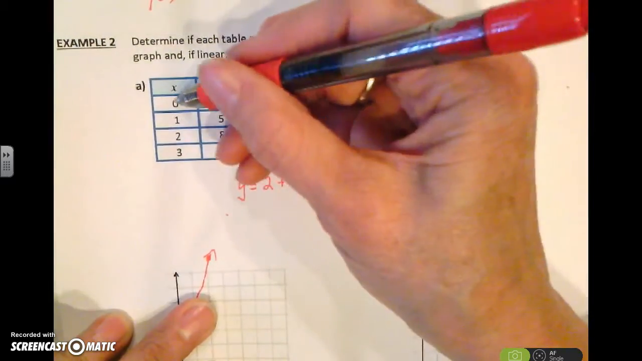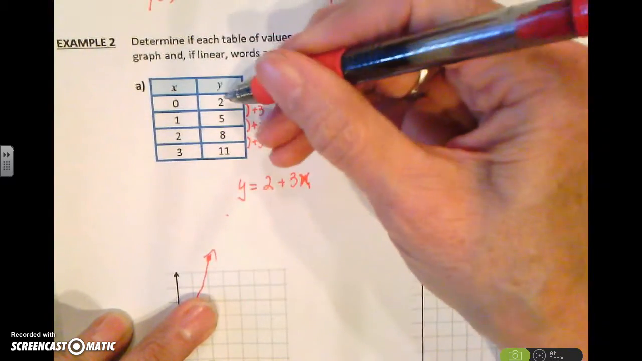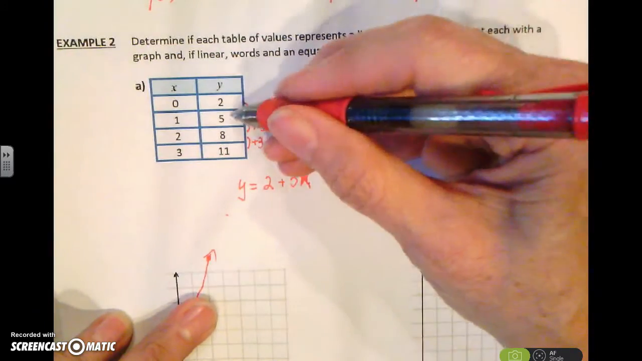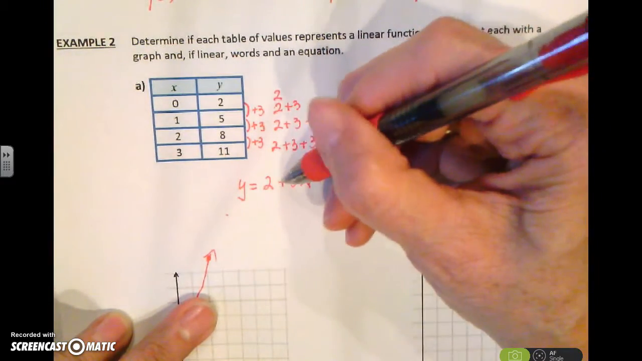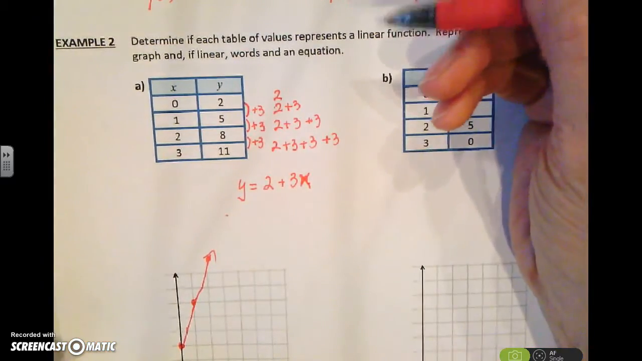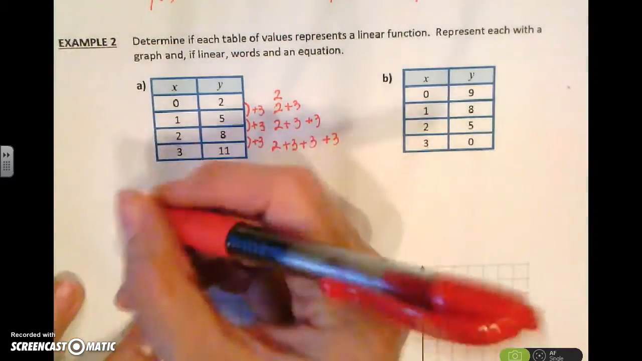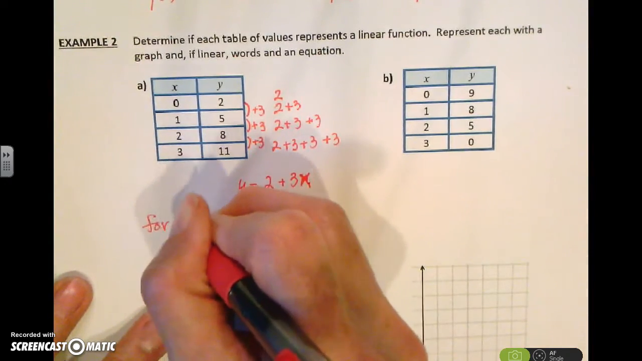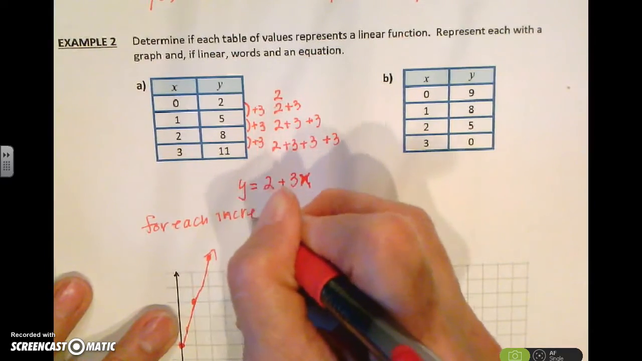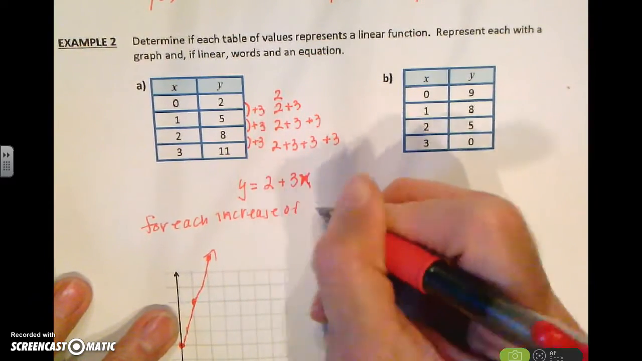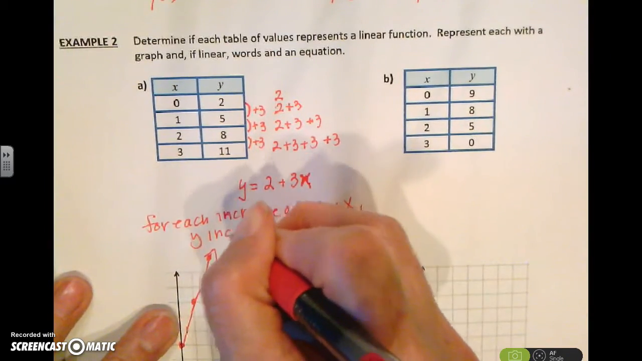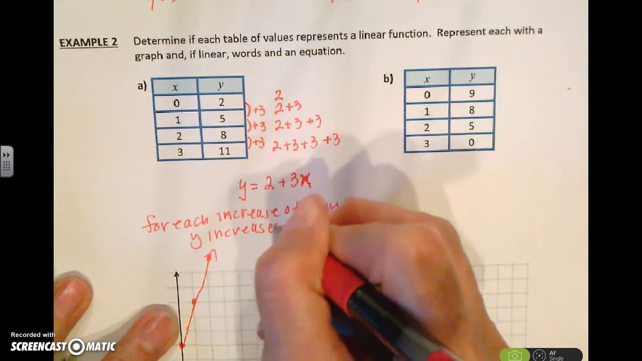So if x is 0, I get 2 plus 3 times 0, which is 2. If x is 1, 2 plus 3 is 5. If x is 2, 2 plus 6 is 8. So you can see how that works. So this would be the equation. And I'm going to say for each increase of 1 in x, y increases 3.